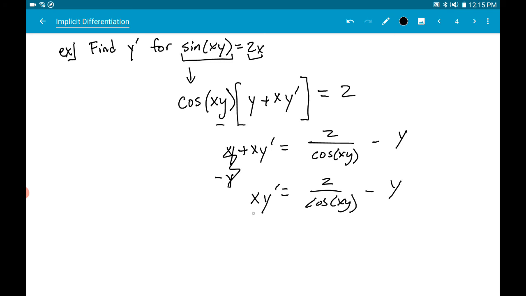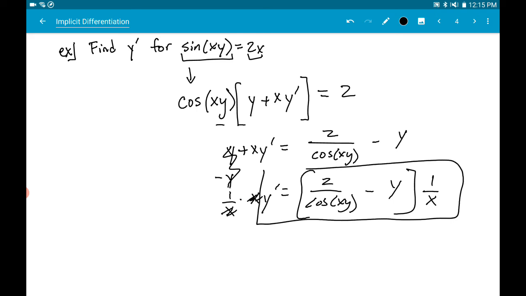And then, divide everything by x. Or, multiply everything by 1 over x. And so, however you want to do it, if I times by 1 over x on everything, whether you distribute it in, you make it a fraction, whatever, that's going to be your answer.